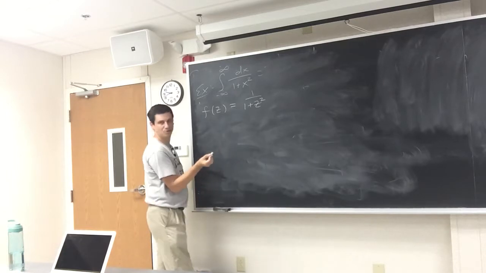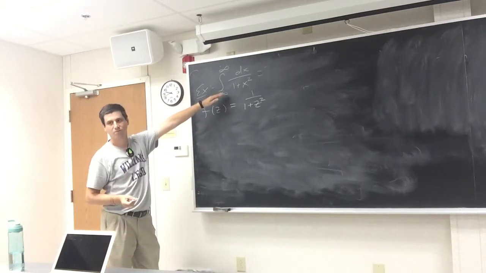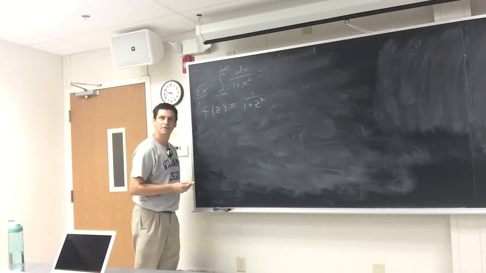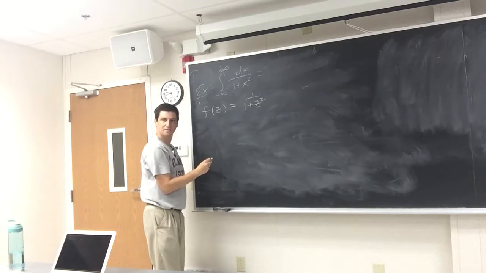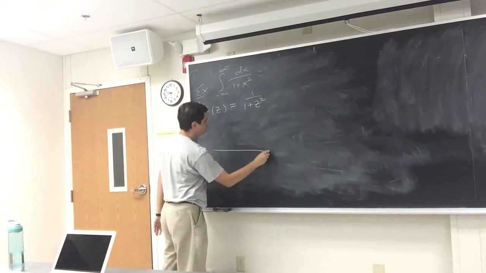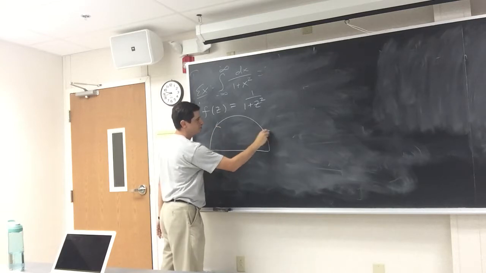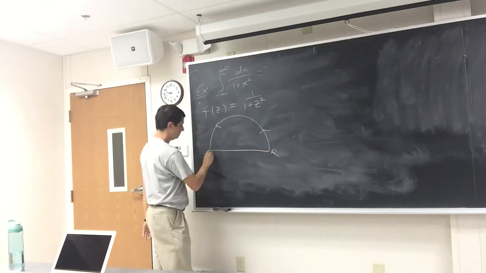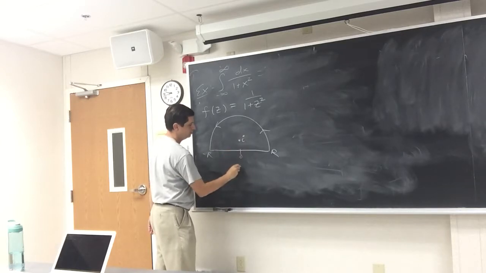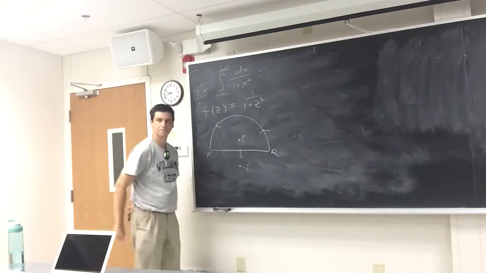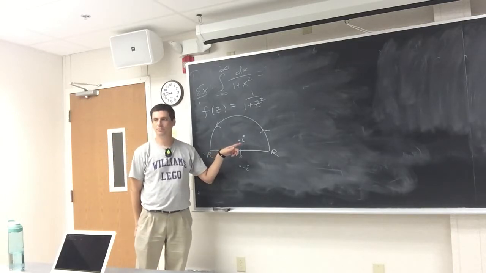So we need to choose a contour. Where does this function blow up? At i and at negative i. So I'm going to choose this as my contour: a circle of radius r. Here is i, and here is minus i. If we look at what's going on, there is one point where it blows up.